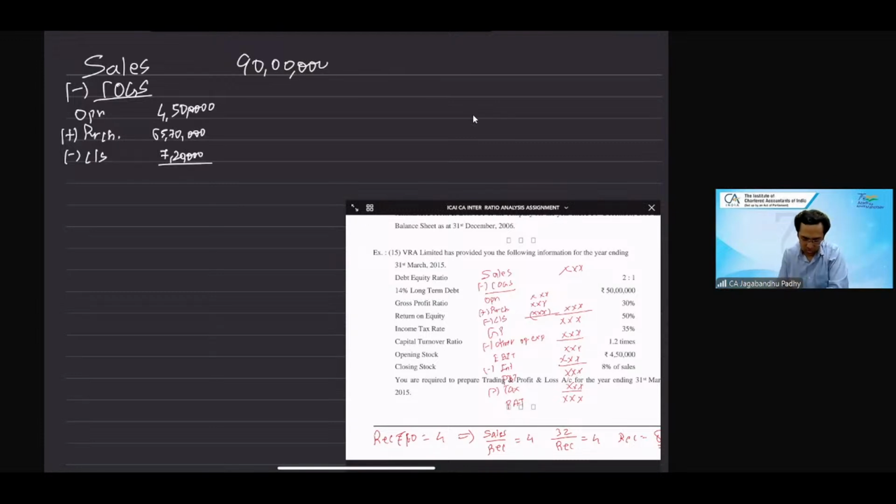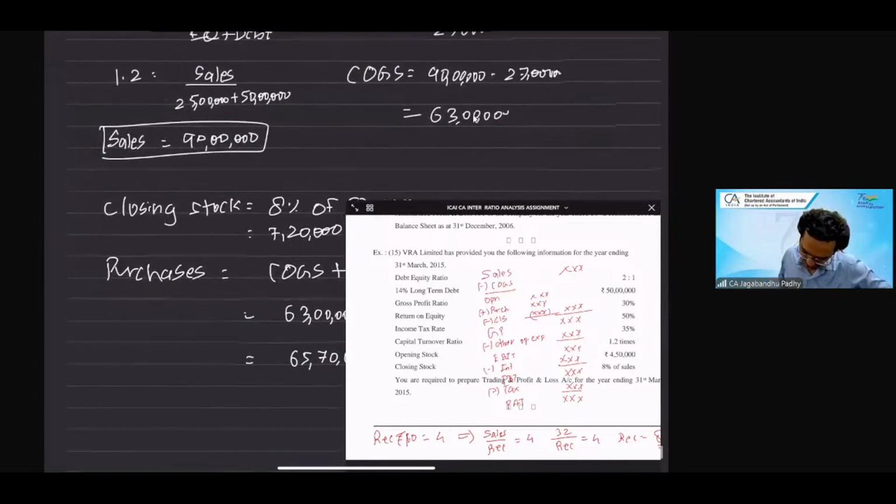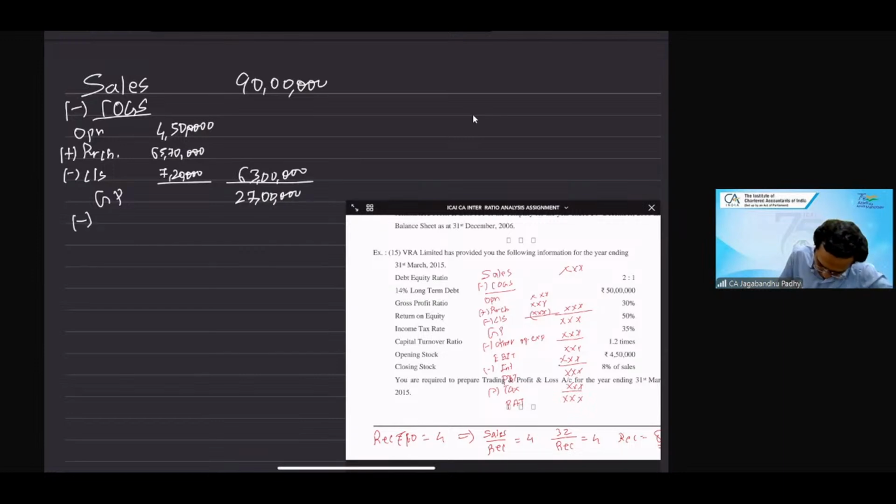So what's the COGS? We have got the COGS also. COGS was 63 lakh, right? And then from that we subtract it and we got the gross profit. Gross profit stands as 27 lakh. From 27 lakh we need to reduce the operating expenses to arrive at EBIT.